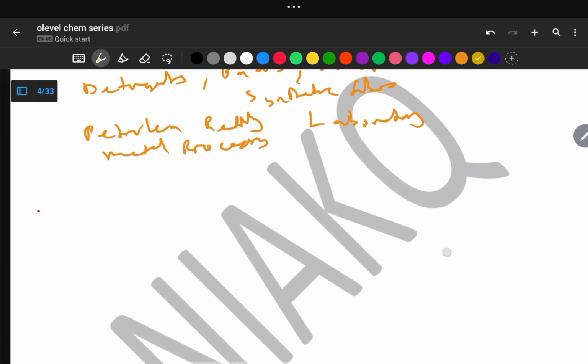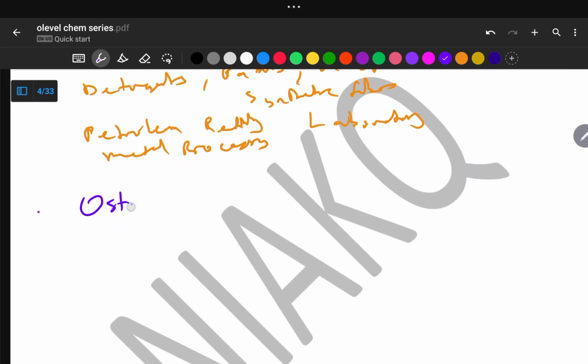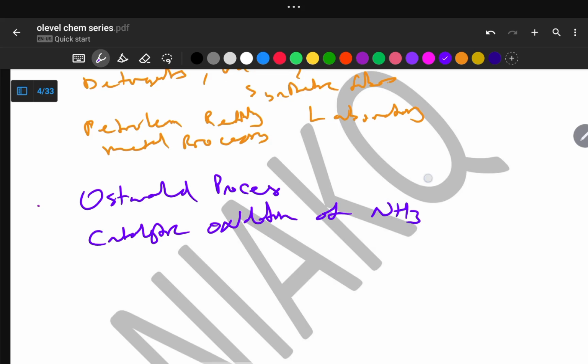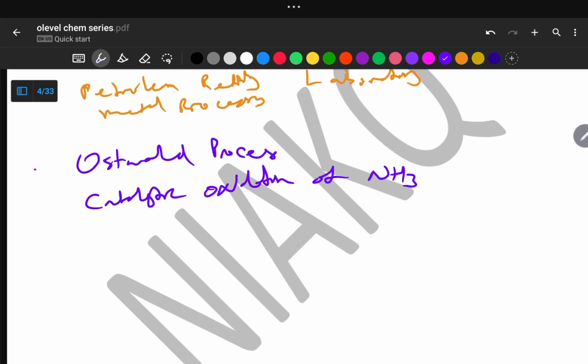And then lastly, we are moving to the Ostwald process, right? So we are now diving into the Ostwald process. The Ostwald process can also be called the catalytic oxidation of ammonia. So we are having the oxidation of ammonia, right? So this is self-explanatory. So the first reaction, we are going to have the oxidation of ammonia.